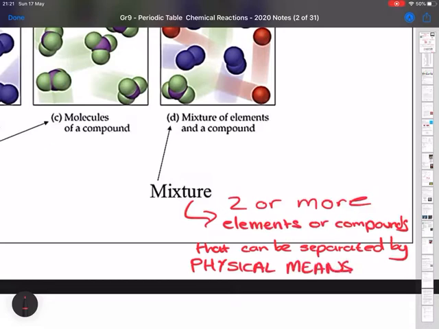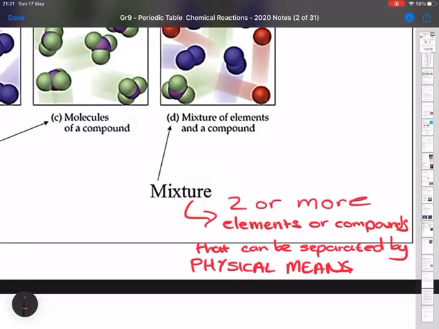Okay, so this you would have done last year. So say for example, if I had a box of Astros and a box of Smarties, and I poured them into one bowl and I gave it to you and I said, is this an element, a compound, or a mixture? You should tell me that it's a mixture. A mixture of what? A mixture of Astros and Smarties.